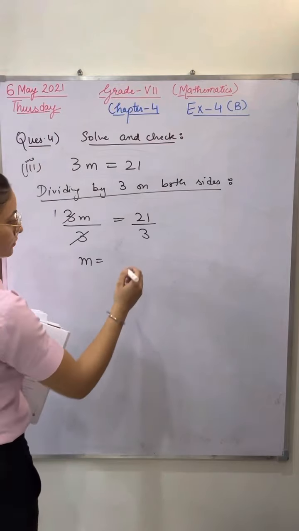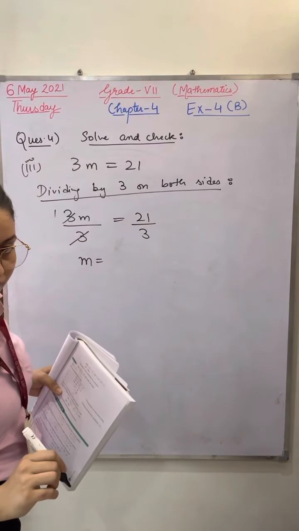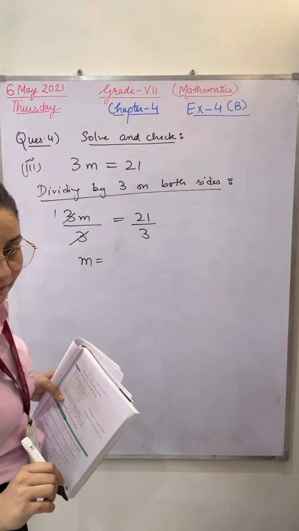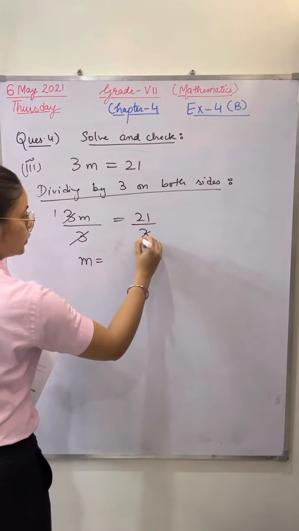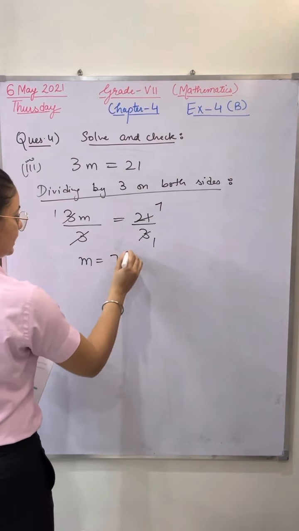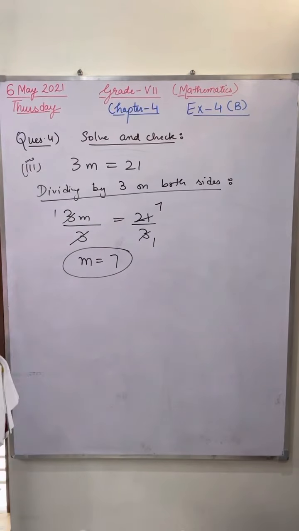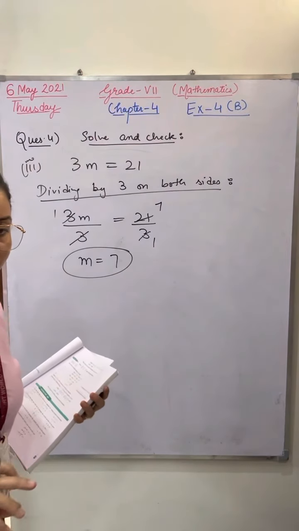Ma'am, here, 7. Yes, very simple. 3 ones are 3 and 3 sevens are 21. That is 7. So the M value is 7. Okay? Very good. Please mute yourself quickly.